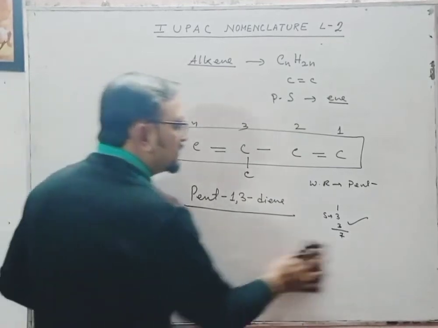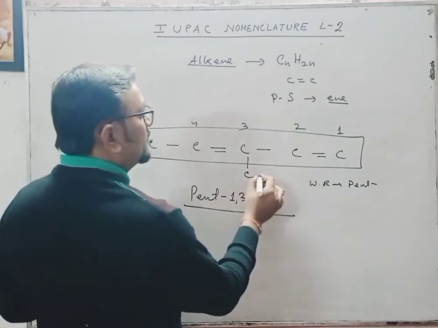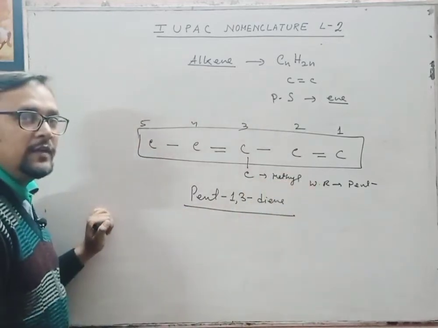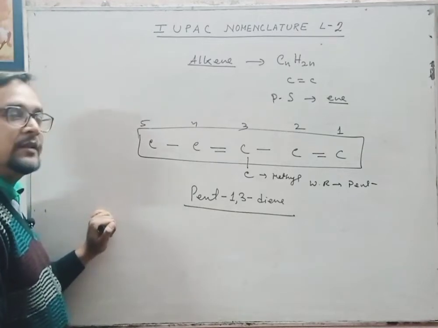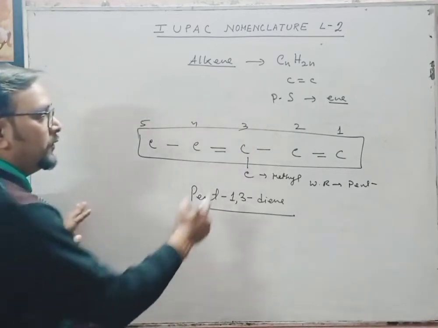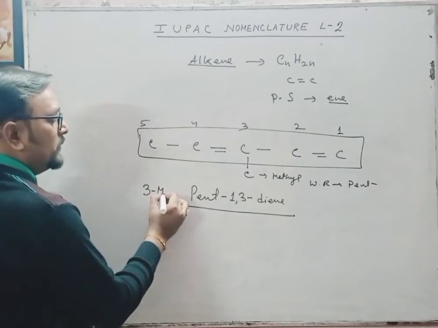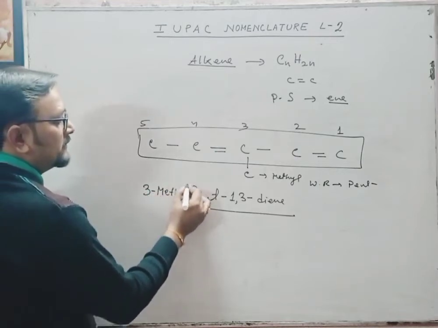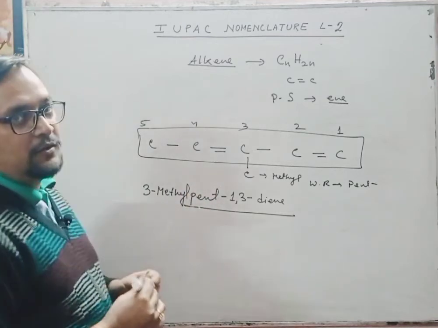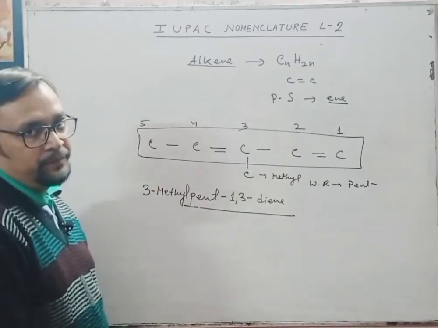So finally how to name it? What is the name of the substituent? This substituent name is methyl, right? So we always start with the naming of the substituent first. Whenever you write the name, you shall always start with the substituent first. Now what is the locant of this substituent? 3-methyl, and make this P small. So 3-methyl pent-1,3-diene, like that it goes on.